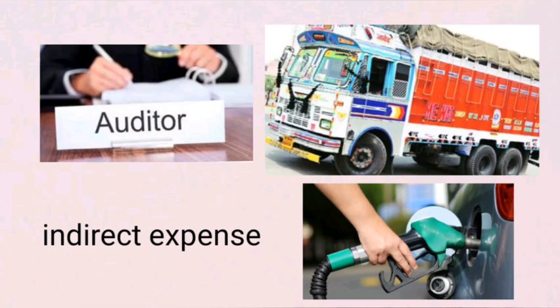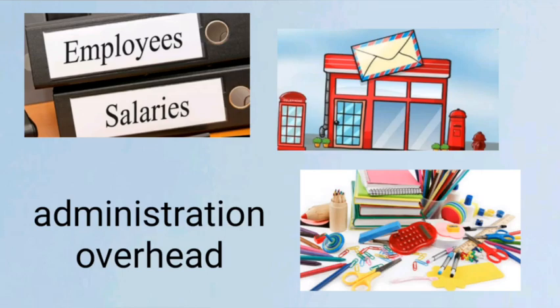And now we have the administration overhead. The administration overhead is also called an office overhead. It is incurred in connection with the general administration of the company. For an instance, you can say the salary of administrative staff, postage, telegram, telephone, or even the stationery items which you are using. All those things come under this administration overhead, right?